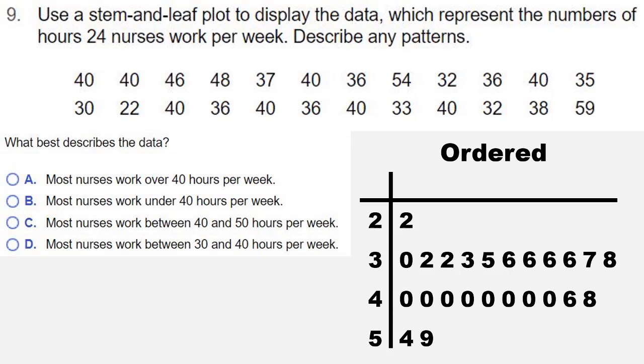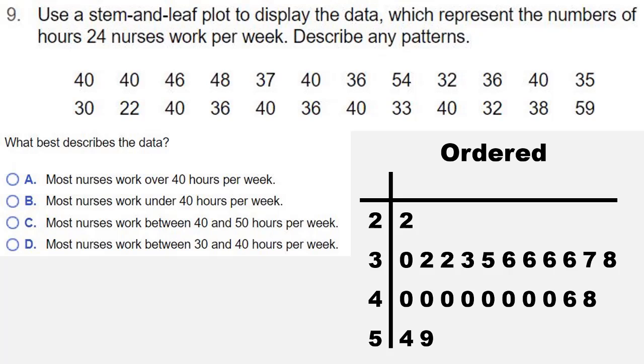What best describes the data? Most nurses work over 40 hours per week. Does that look like this supports that? Well, over 40 hours a week would be 41 hours or more. There are only 4 leaves, 46, 48, 54, and 59, that are over 40 hours per week out of the 24. So by no means do most nurses work over 40 hours per week on this chart.